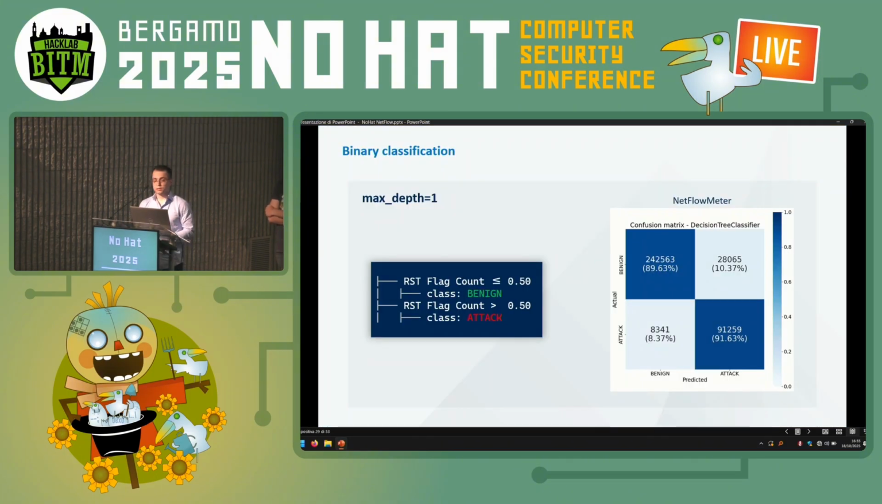So finally, let's set the maximum depth to 1. So this time we get a simple if-else rule on the reset flag count feature. And the performance, of course, is degraded, but not drastically. So this is weird. So basically, it appears that whenever a connection is not closed correctly or not in a clear way, then we predict an attack.